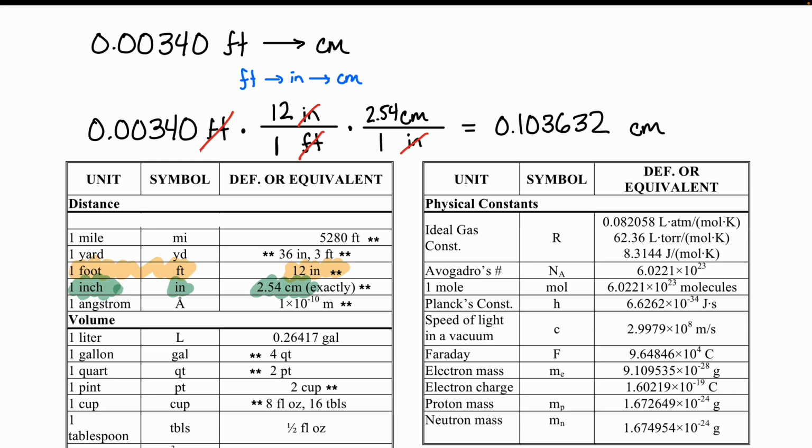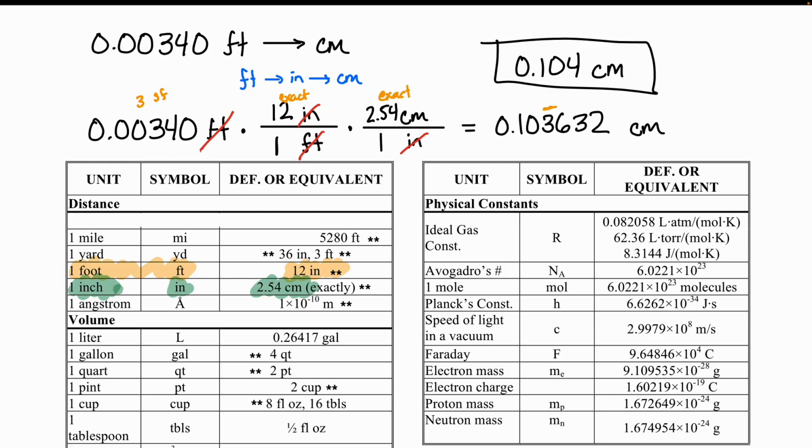How many sig figs should be in my final answer? 3. Cool. My initial input has 3, and since both of these, according to my table, are exact, they're not going to limit me, right? I know this 12 looks like it has 2 sig figs, but given that it's a definition, it's an exact conversion, it will not limit us. So my final answer here should have these 3 sig figs. So 0.104 centimeters, put a box around it.